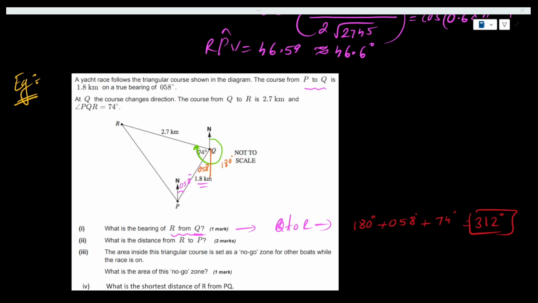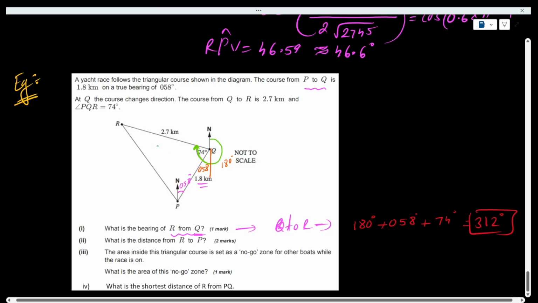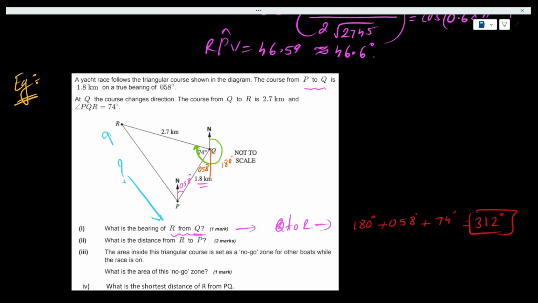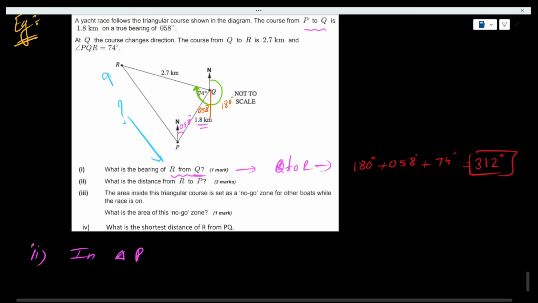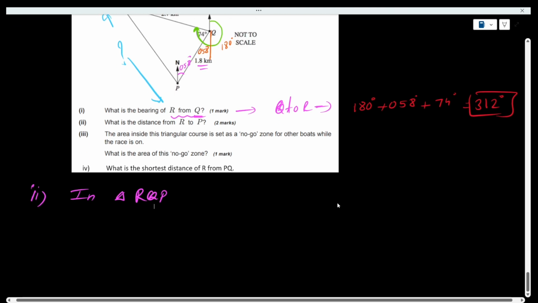If I need to find out R to P, this total distance from R to P is unknown. Now you need to see the triangle because RP is part of this triangle. Right now 74 degrees is known and two of the sides are known. So two sides and one included angle is known. So for the second part we can use the cosine rule. We can take it here in triangle RQP, right? This angle is there. So what can we take here?